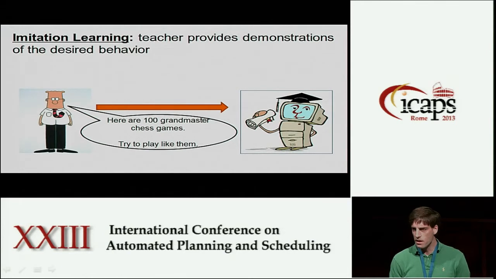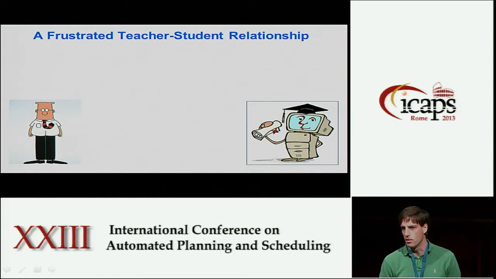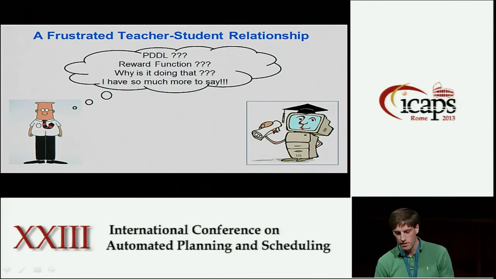So I'd say that if you just consider these three major paradigms, what you end up with is a frustrated teacher-student relationship. Right? I'm sure a lot of us have experienced this, but this is particularly frustrating. From the teacher's standpoint, the teacher is going to be, what the heck is PDDL? How do I design a reward function to get the point across that I want? Why is a computer doing this crazy thing? And I have a lot more to say, but I just can't really say it to the computer, and if I could, it wouldn't be able to understand anyway. So it's a very frustrated teacher.